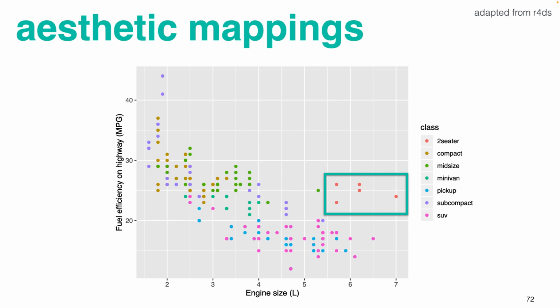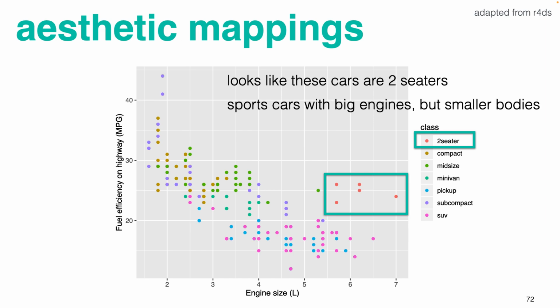So why are two-seaters different? They are smaller in size, so less weight. Yeah, they're sports cars, right? So they have big engines, but it's not a lot of weight. An SUV is big and heavy. A pickup truck is big and heavy. A two-seater has a similar sized engine, but it's tiny. Like a little Miata could just zip, although I think a Miata doesn't have that big of an engine. So these cars, the two-seaters, are sports cars with big engines but smaller bodies.